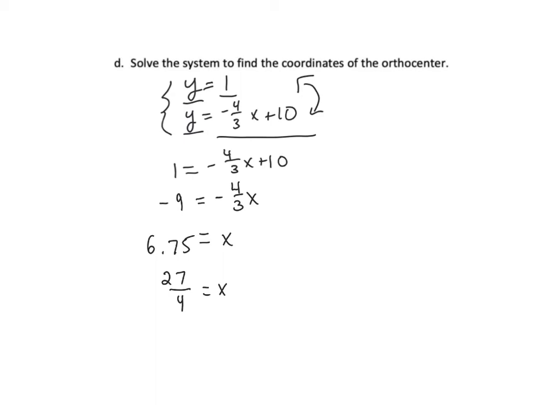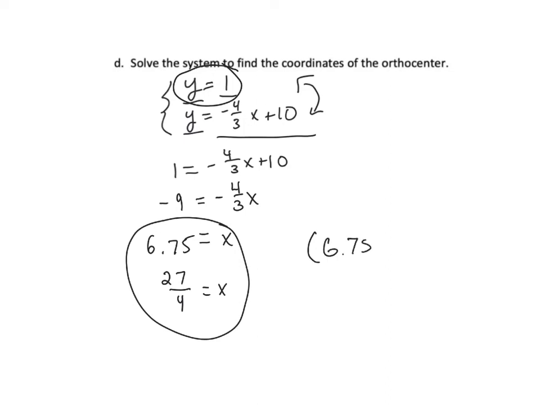And we already know what our y is going to be, because we have y equals 1 and then x equals this. So our final coordinate, if you want to write it in decimal, would be 6.75 comma 1. And that is where our orthocenter would be for this problem.